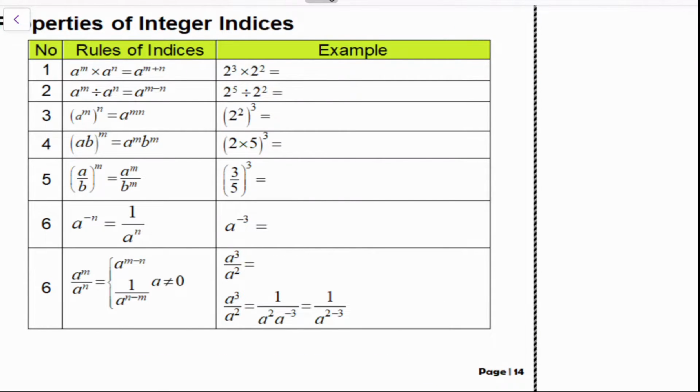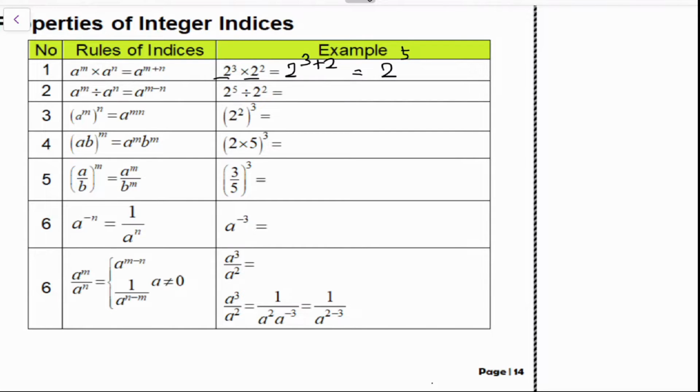The first one: when you have the same base that you want to multiply with each other, but the condition is you should have the same base. If you multiply, you can just add up the power. For example, 2 to the power of 3 times 2 to the power of 2. The base they have is 2, so they can just simply add up the power. 3 plus 2, so it's equal to 2 to the power of 5.